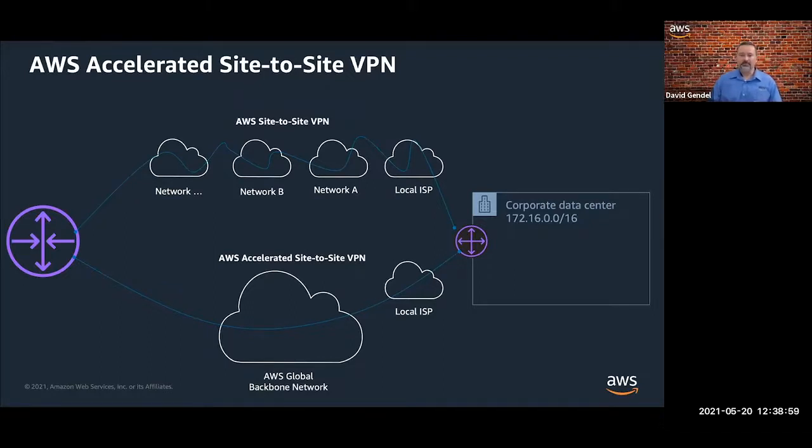The bottom half of the slide represents the accelerated site-to-site VPN. Here, the path that your traffic takes is to the closest edge location to your site. Then that traffic rides the AWS backbone all the way to the VPN gateway running in your AWS region.